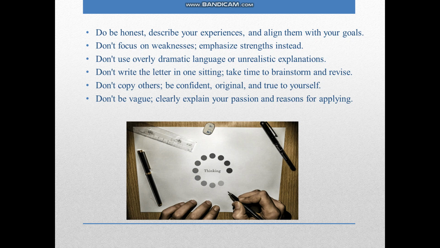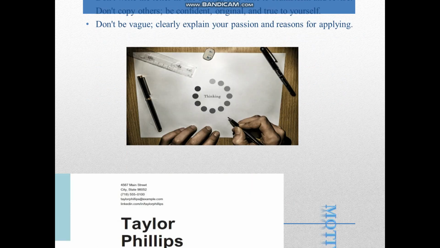You have to write about yours. You have to write your own one. It is unique, okay? It is yours. So be original. Don't copy the others. And don't be vague. Clearly explain your passion and reasons for applying. Tell them directly why you chose to apply for that certain position.